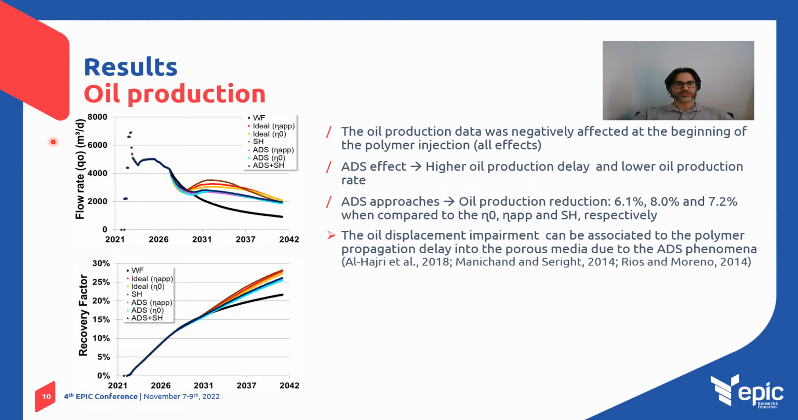About the oil production, here we have the production rate and here the recovery factor. In this graph we can observe when the polymer injection starts, the oil production was delayed for all approaches. Also we can observe the adsorption effect promoted the highest delay and also the lower oil production rate. Considering the adsorption approaches, the oil reduction was around 6, 8, and 7% when compared to the ideal and shear rate approaches, respectively.